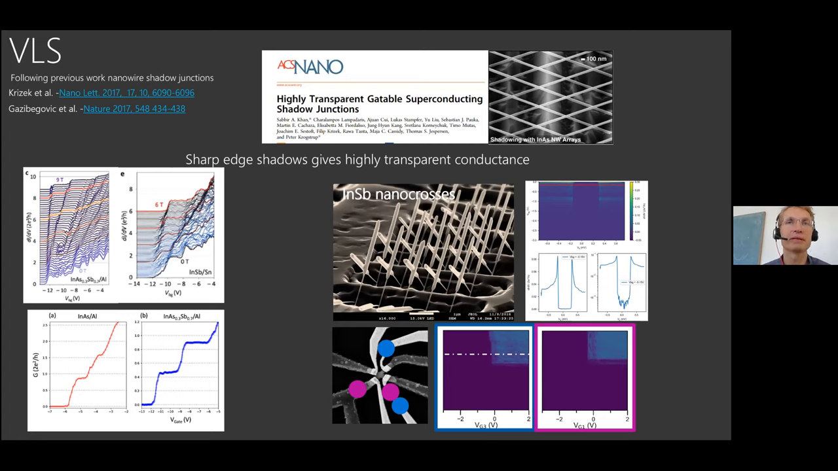I do think indium antimonide with shadow junctions is an interesting material because of the high spin-orbit coupling and the very high fields you can go to. So maybe I would say, for exploration of these materials I've shown here, indium antimonide would be an interesting system. Indeed, thank you very much.